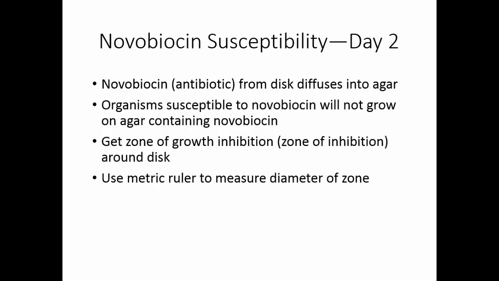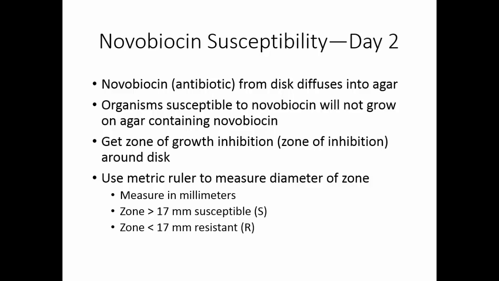You will use your metric ruler to measure the diameter of this zone, and you measure it in millimeters. That's the smallest unit on the metric side. If the zone diameter is greater than 17 millimeters, the organism is susceptible to Novobiocin, and you use a capital S to record that test. If the zone is less than 17 millimeters in diameter, then the organism is resistant. You use a capital R to record the result of that test.